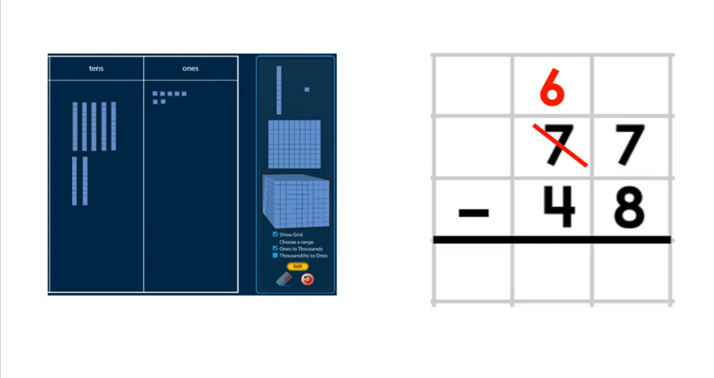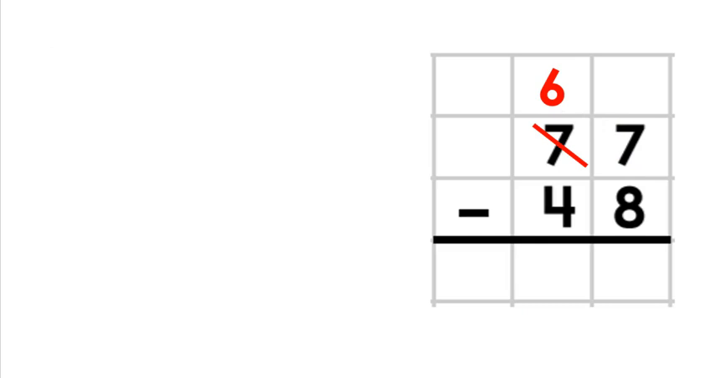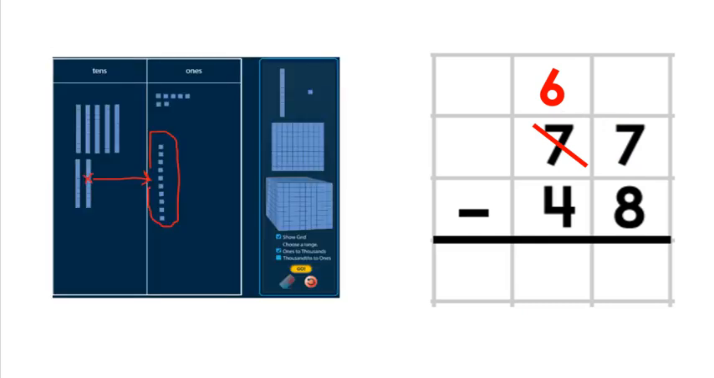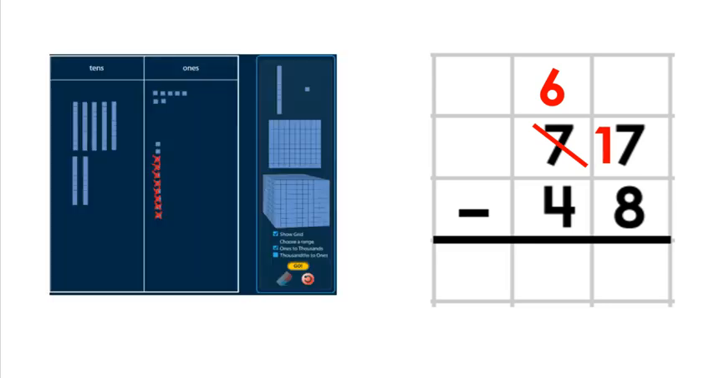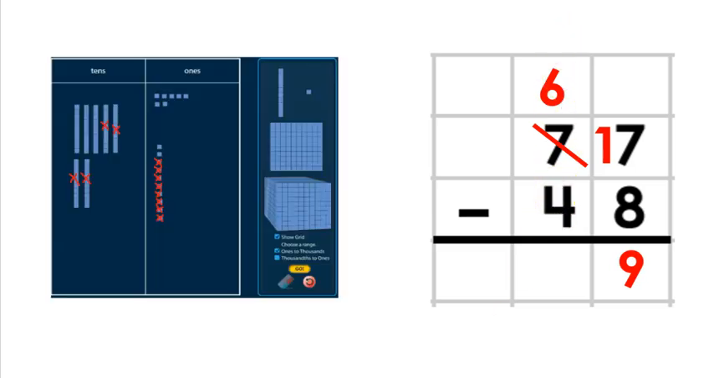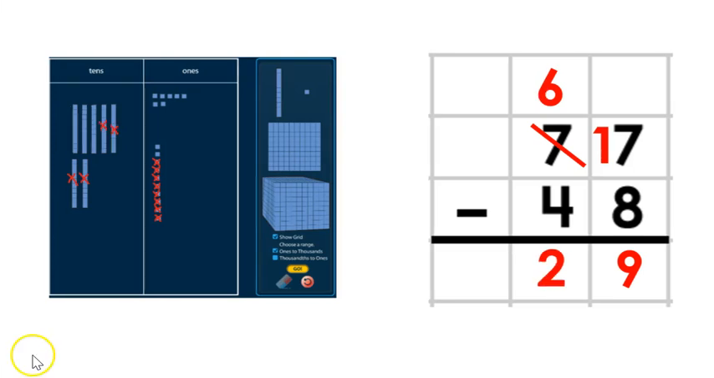So my tens are now 6 tens. And I break apart that 10 over into my ones. Now I can subtract 8. 17 minus 8 equals 9. 6 minus 4 equals 2. So my answer, and in subtraction, that's called the difference, is 29.